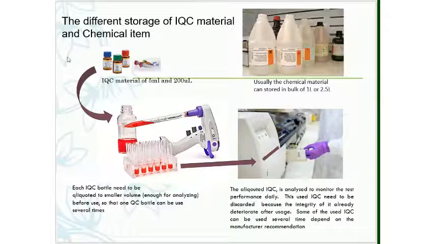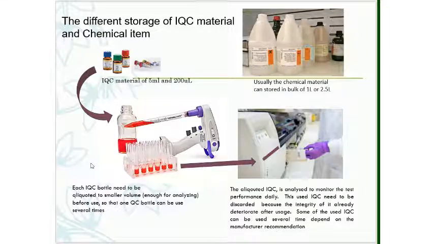So in this slide I want to show you the different storage of QC material and chemical items. So this is the chemical material. Usually we can store it in bulk of 1 liter or 2.5 liter, and we can take the chemical from it from time to time. But for IQC material, usually we store in 5 ml, or maybe in this example only 200 microliter. And when we prepare the QC material, we also aliquot it into smaller volumes.